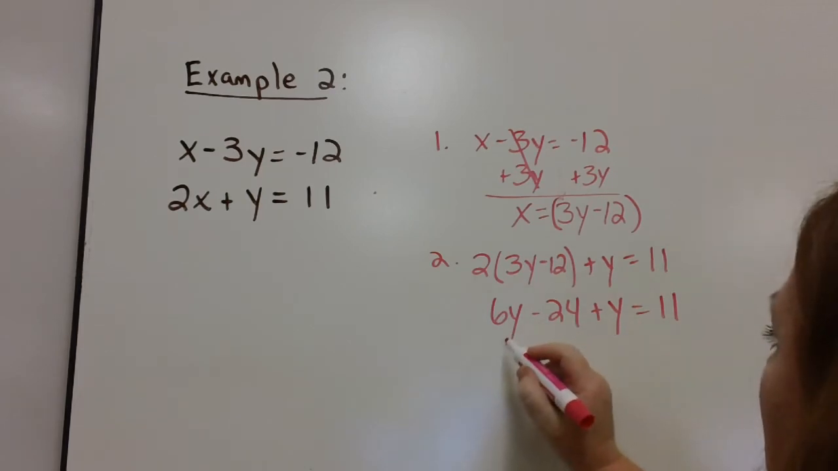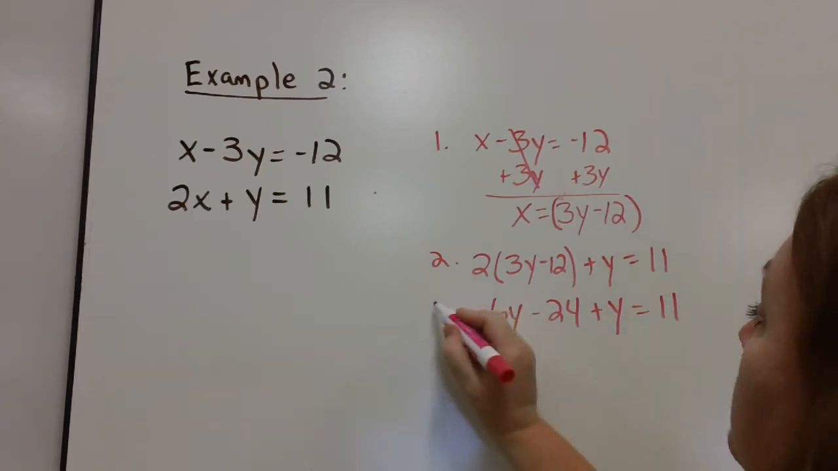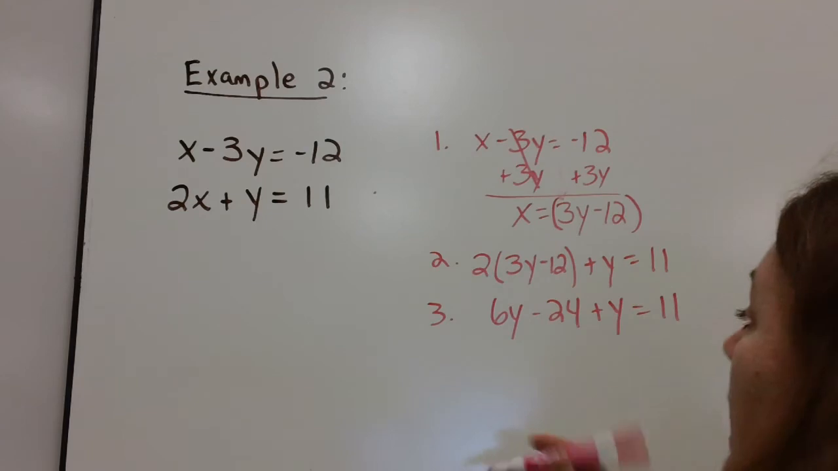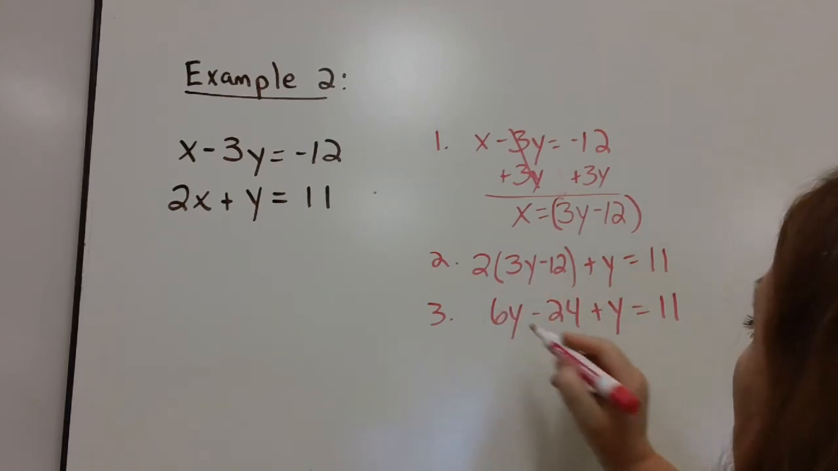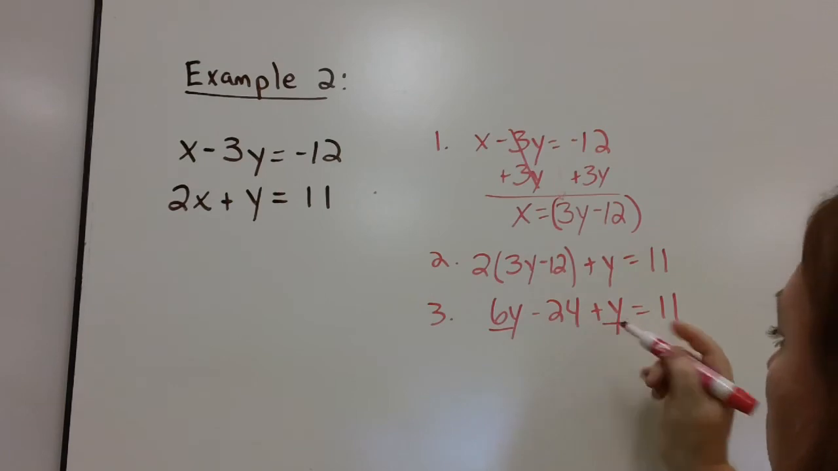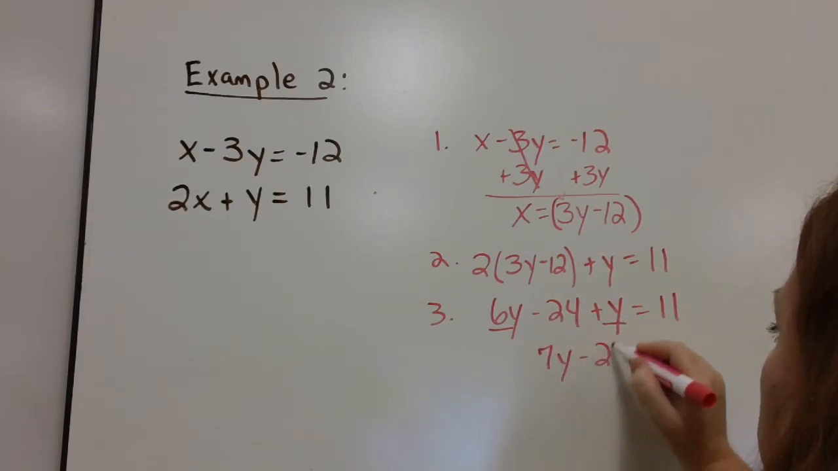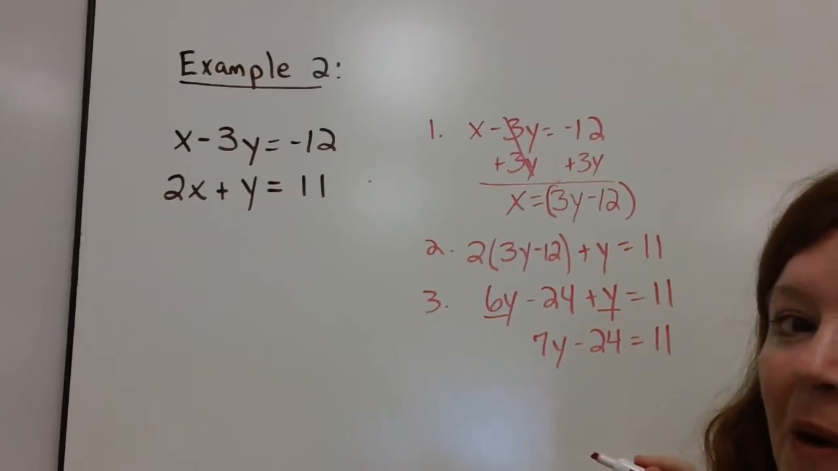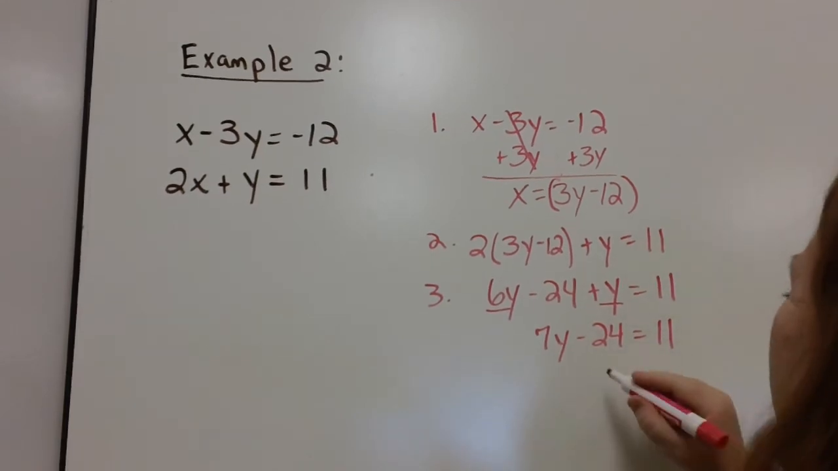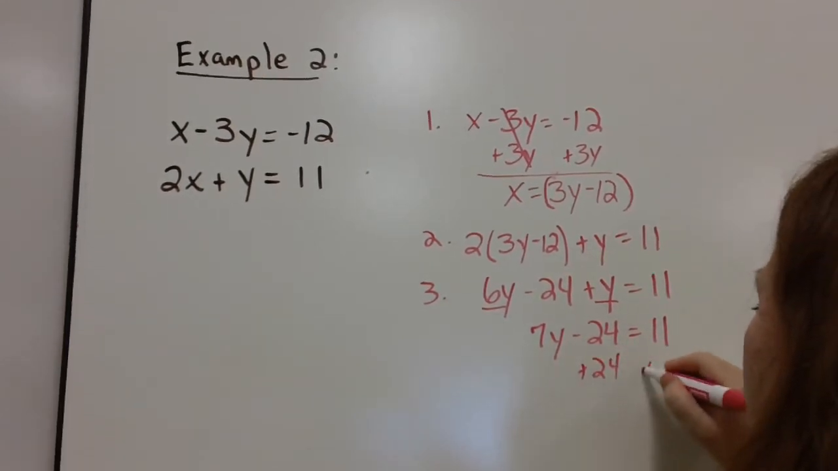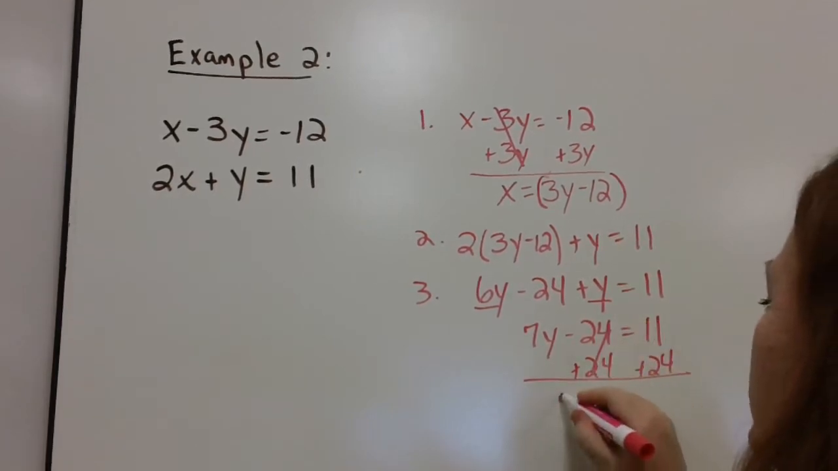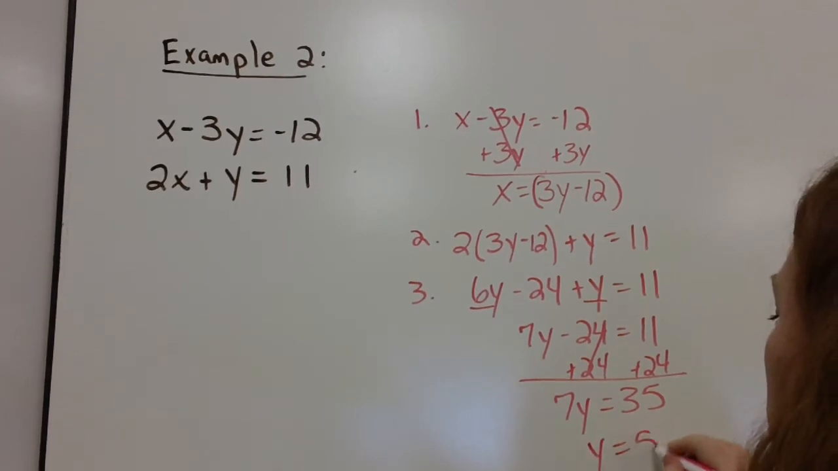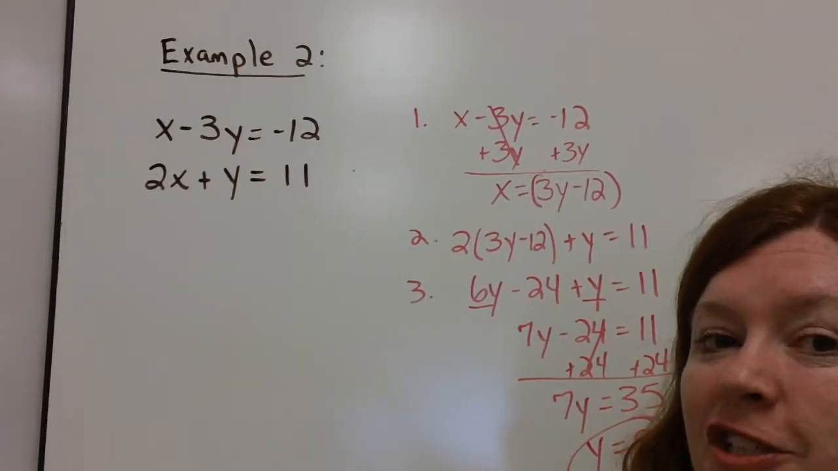Combine like terms. Actually, right now I'm working on step 3, by the way. Step 2 was to substitute it in. Step 3 is to solve for the remaining variable, and my remaining variable is y in this case. So I have a 6y plus a 1y, which is a 7y. Add 24 to both sides. I get 7y equals 35. Divide by 7, and y is 5. I found one of my answers.